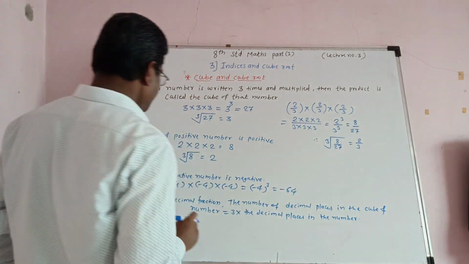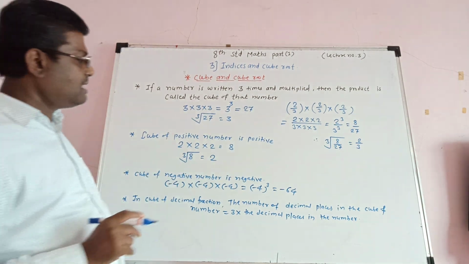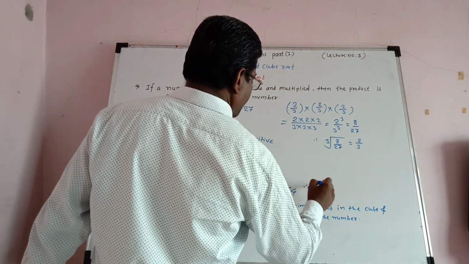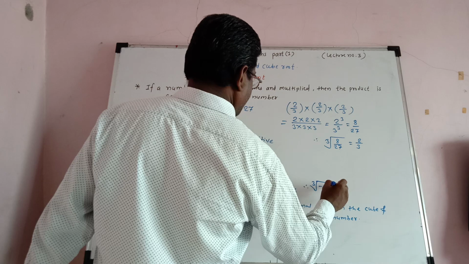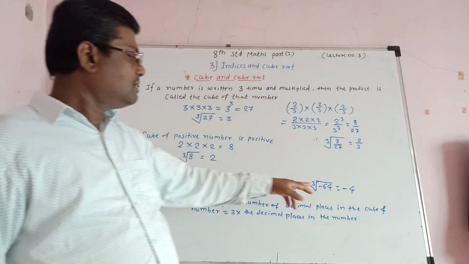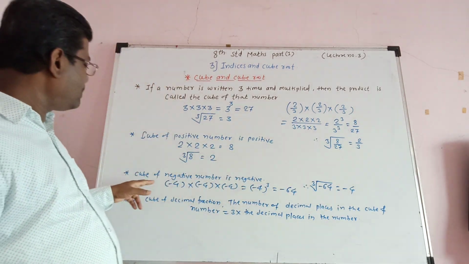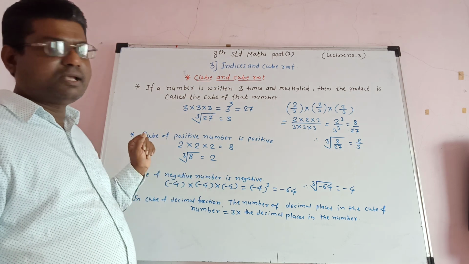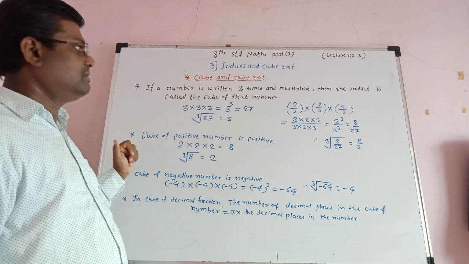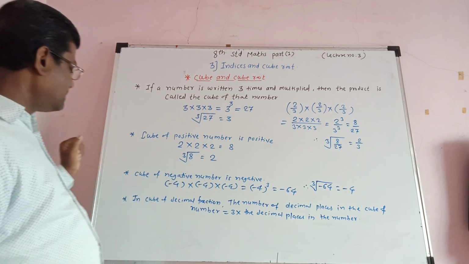So it means that the cube of a negative number is always negative. So we can write here cube root of minus 64 is equal to minus 4. So the cube root of a negative number is also a negative number, and the cube of a negative number is a negative number. Similarly, the cube of an even number is always even, and the cube of an odd number is also an odd number.